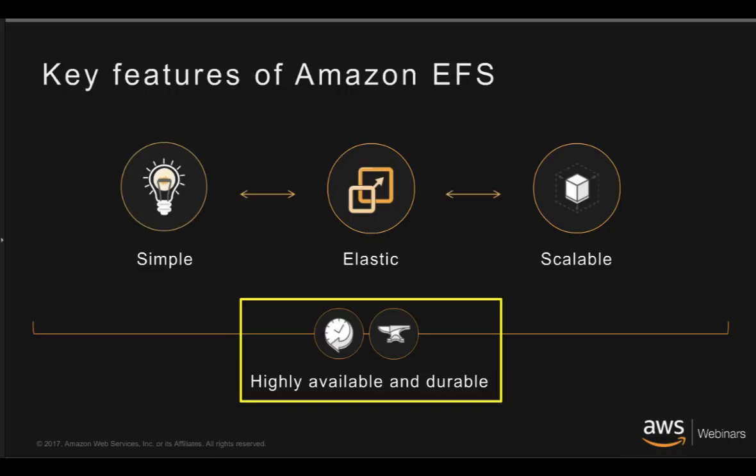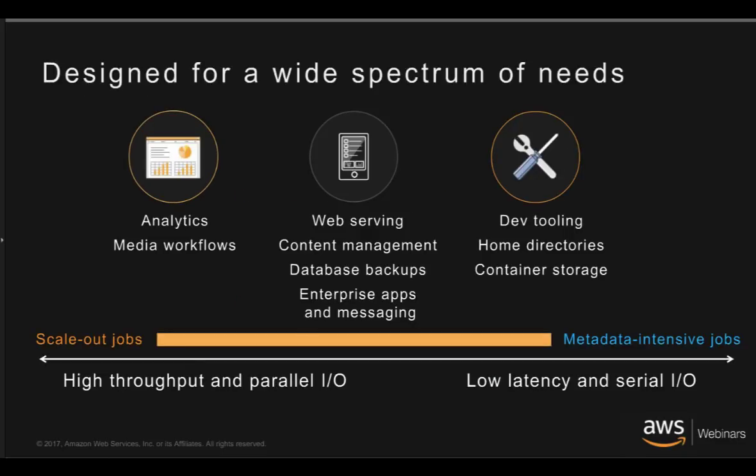And EFS also provides you multiple, what we call mount targets, for your clients, for your actual applications to be able to access the file system from multiple availability zones. So this provides for a highly reliable, highly available and durable, simple, elastic, and scalable file system that you can spin up in a matter of minutes using the AWS Management Console or using the API or CLI.